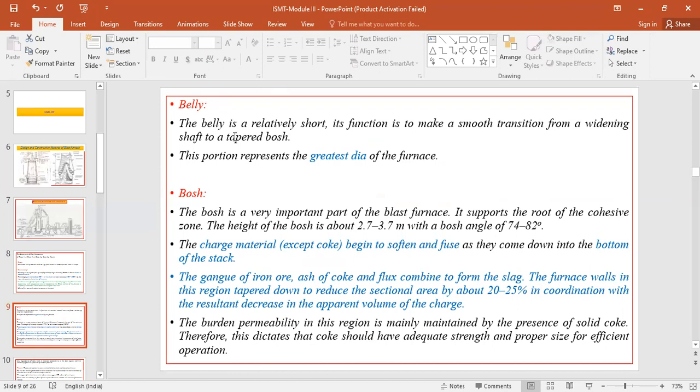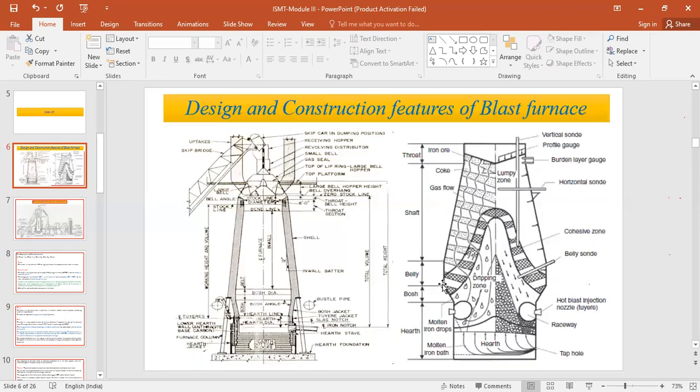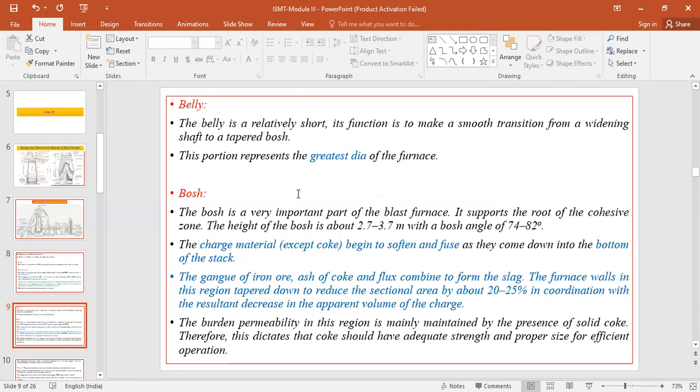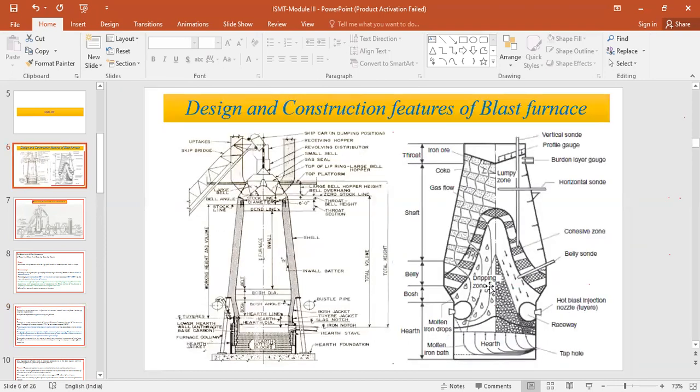And then you have the belly region. You can clearly see this is the belly region. Again, parallel lines vertically extended up. The belly is relatively short, and its function is to make a smooth transition from a widening shaft to a tapered wash. This portion represents the greatest diameter inside the blast furnace. So this belly part is basically to join the shaft part as well as the wash part. Among all the parts of the blast furnace, this part has the highest diameter.